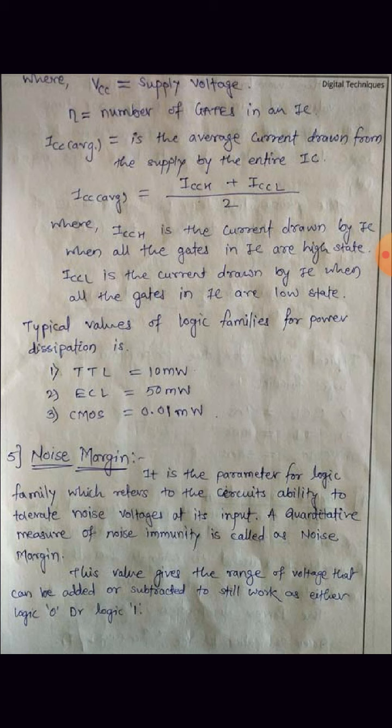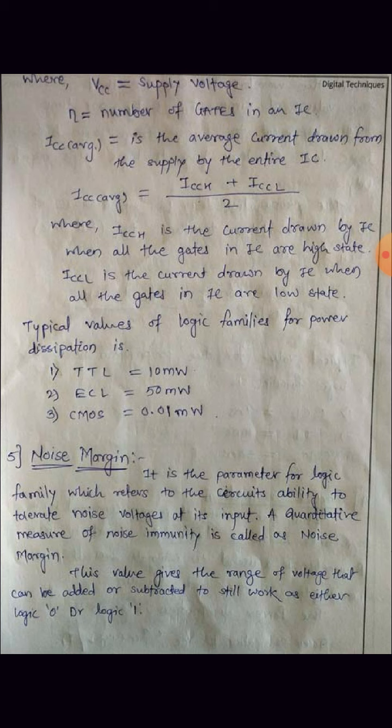Now see, for the TTL it is 10 milliwatt, for ECL it is 50 milliwatt, and for the CMOS it is 0.01 milliwatt, very small power dissipation for CMOS. Now the next parameter is noise margin. Noise margin is also called the noise immunity. It is the immunity power of that particular family or particular logic gate.